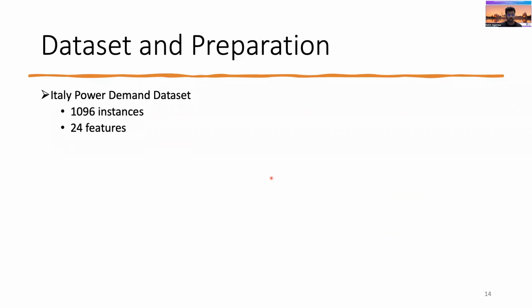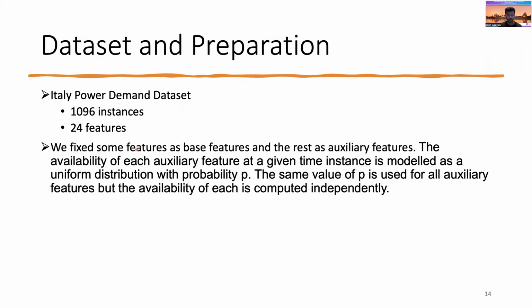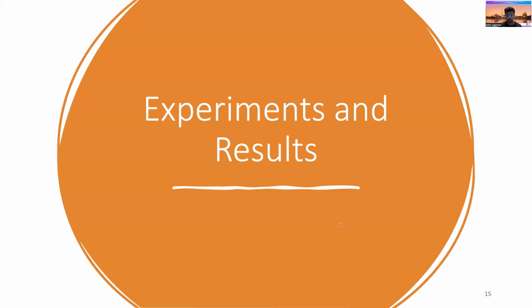Since a standard suitable dataset is not available, we use a publicly available time series dataset called the Italy Power Demand dataset, which has 1096 instances and 24 features. We transform these to suit our problem. For this, we fix some features as base features and the rest as auxiliary features. The availability of each auxiliary feature at a given time instance is modeled as a uniform distribution with probability P. The same value of P is used for all auxiliary features, but the availability of each is computed independently. We compare our model with ODL, considering only base features since no model can handle auxiliary inputs.